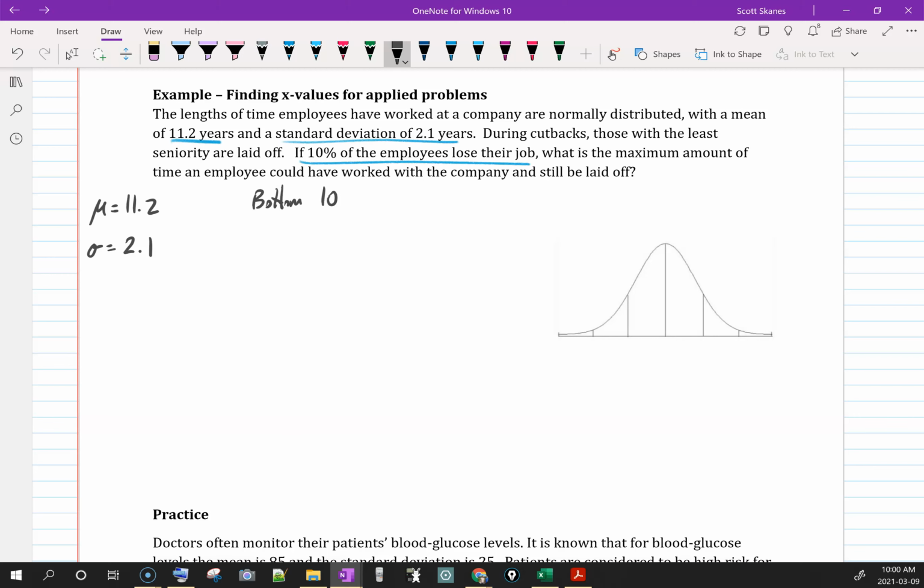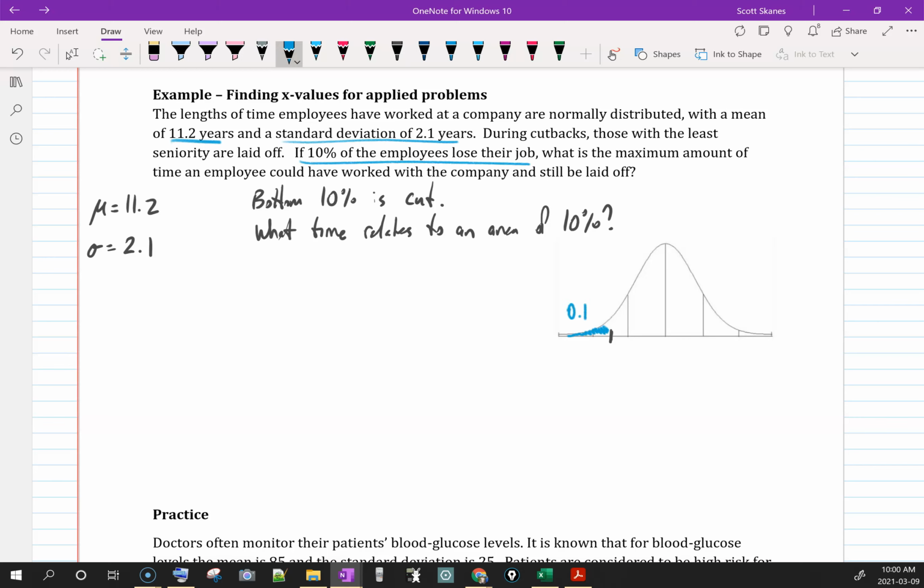The bottom 10% is cut. What time of employment relates to an area of 10%? So this is the idea that we're going with. What time are we looking for that relates to the bottom 10%? So it's going to be around here.